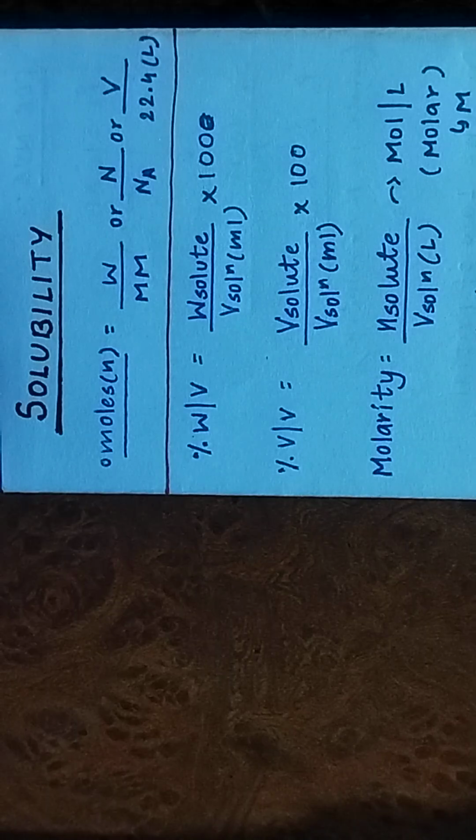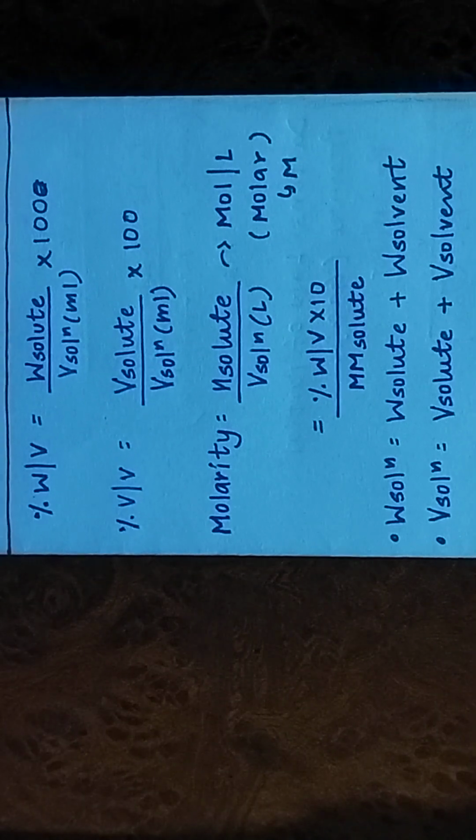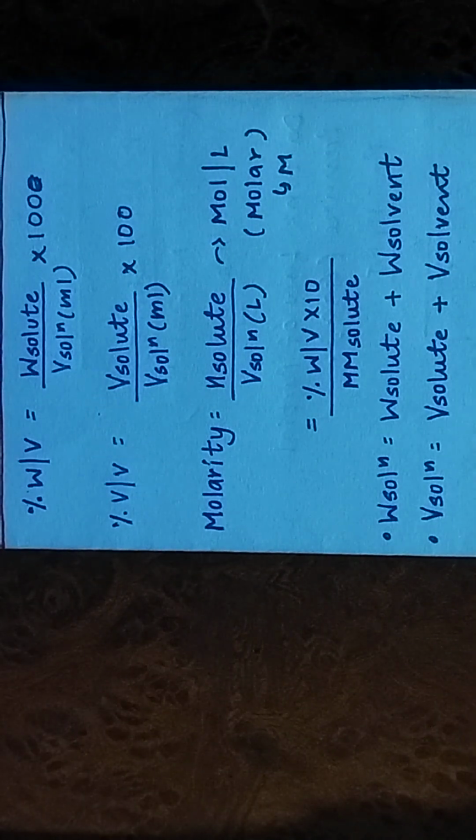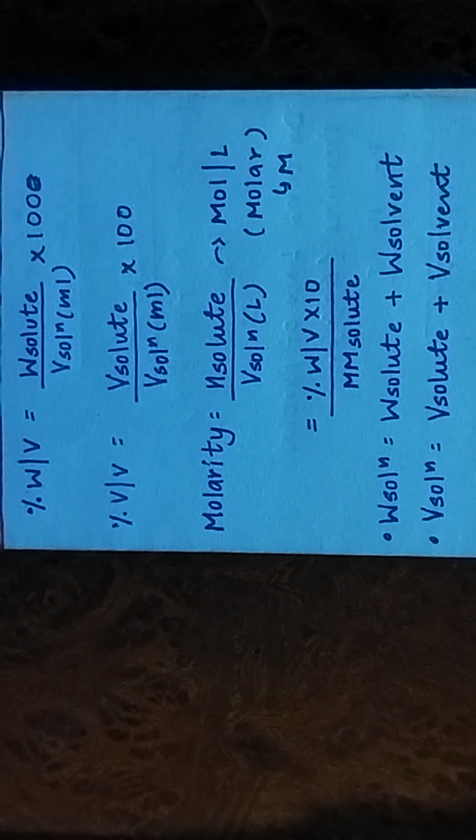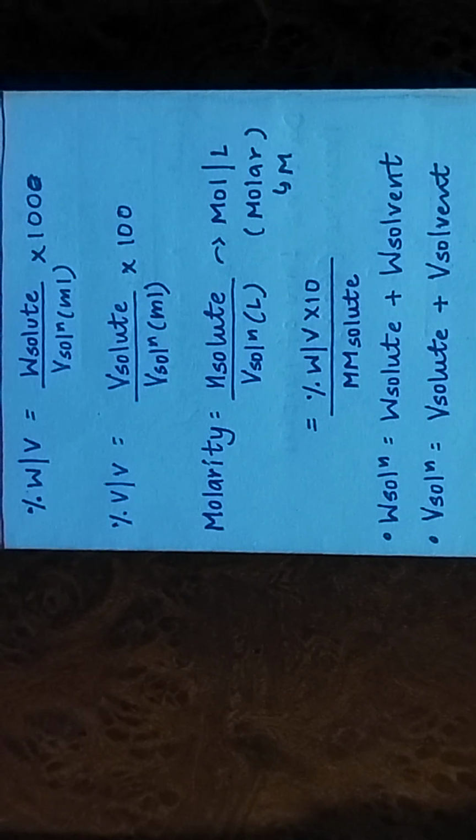That's about the moles. Now let's talk about a few important formulas. Percentage W by V is equal to W, the weight of the solute, by the volume of solution in milliliters, into 100. V by V basically shows the volume of solute by the volume of solution in milliliters, into 100. Molarity basically shows the n of solute by volume of solution in liters.